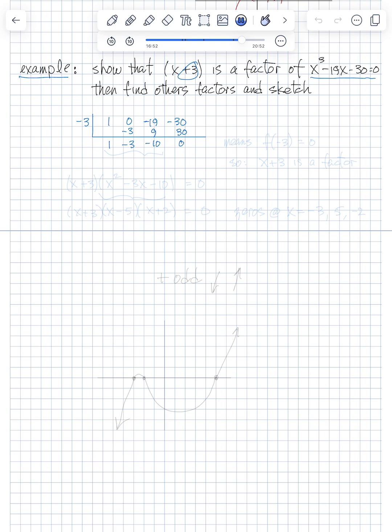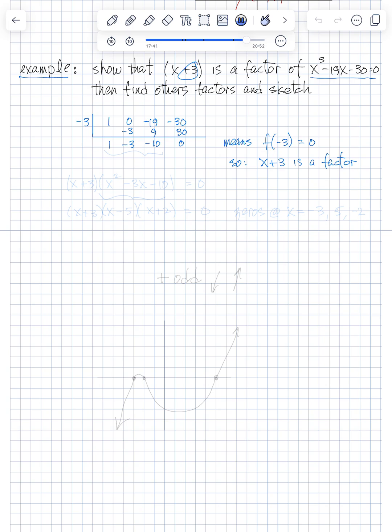So this means that f of negative 3 is equal to 0. And from that, we can say x plus 3 is a factor, because if you substitute negative 3 in for x, negative 3 plus 3 is equal to 0.